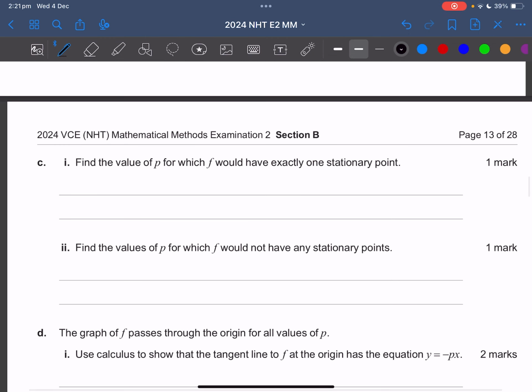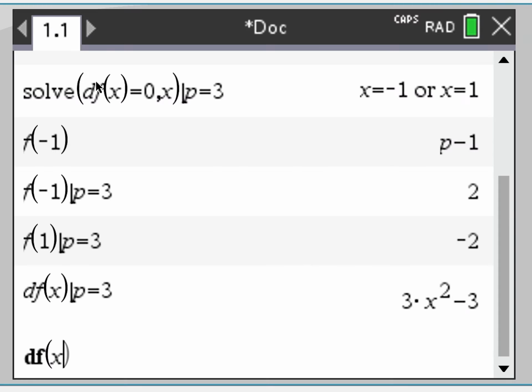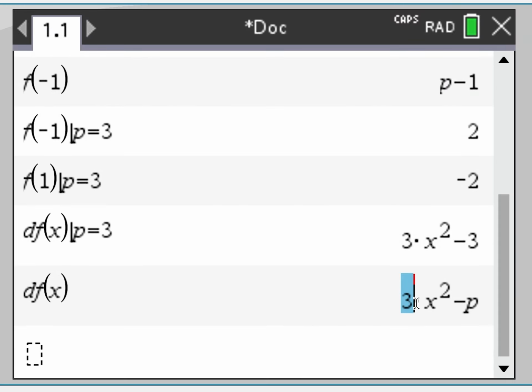So find the value of p for which f would have exactly one stationary point. Okay, let's go back to the calculator for this. So df of x, so we can see that this is in terms of p, right? And this is a quadratic expression. And what the question is asking is that we need only one stationary point. That means the question is indirectly asking us to find p such that this quadratic expression only has one solution. So we can use the discriminant for this, right? Because we know if we want only one solution, we set the discriminant equal to 0. And the discriminant has a formula: b squared minus 4ac.